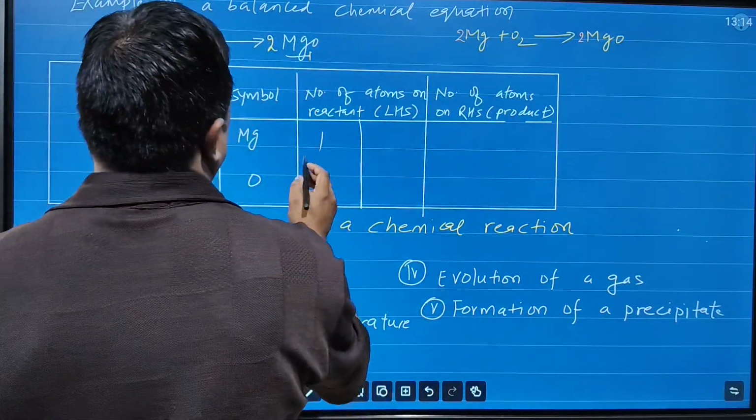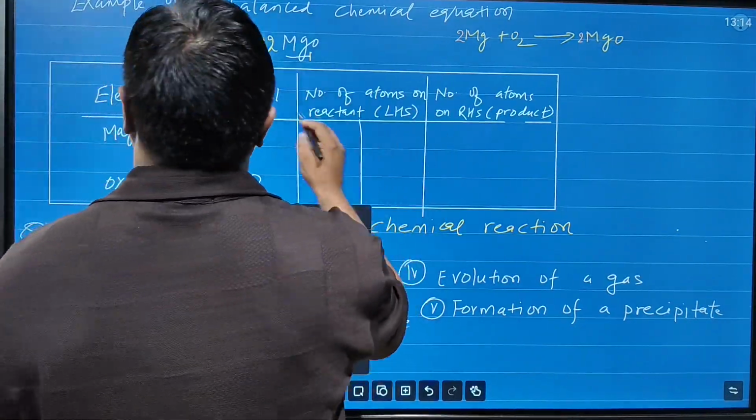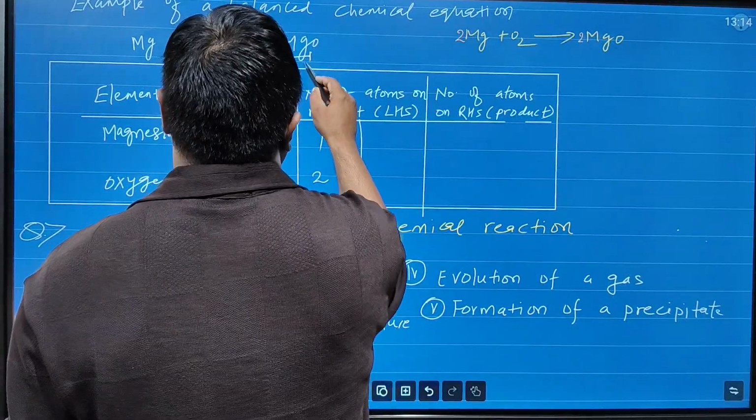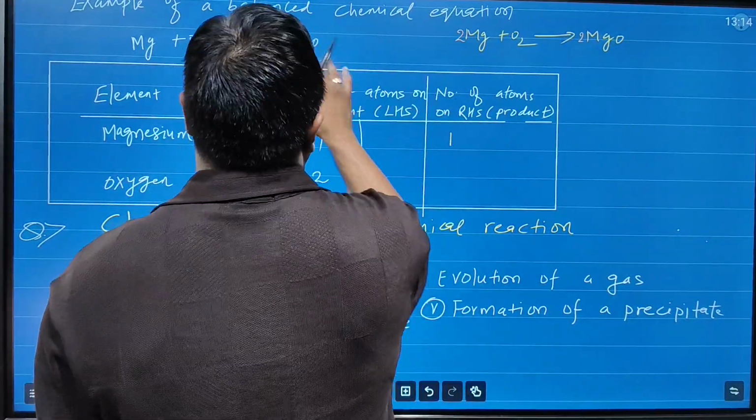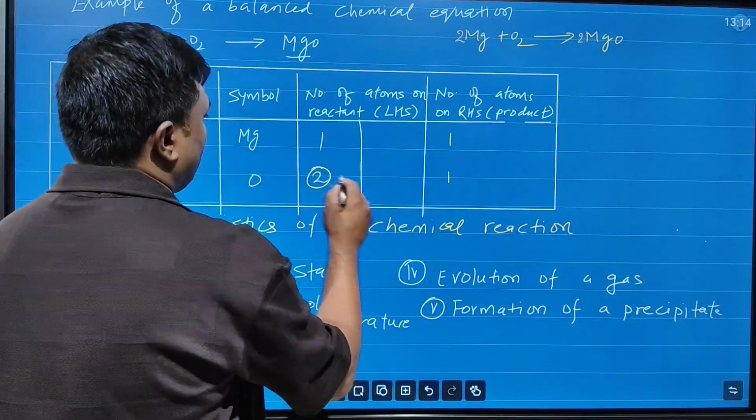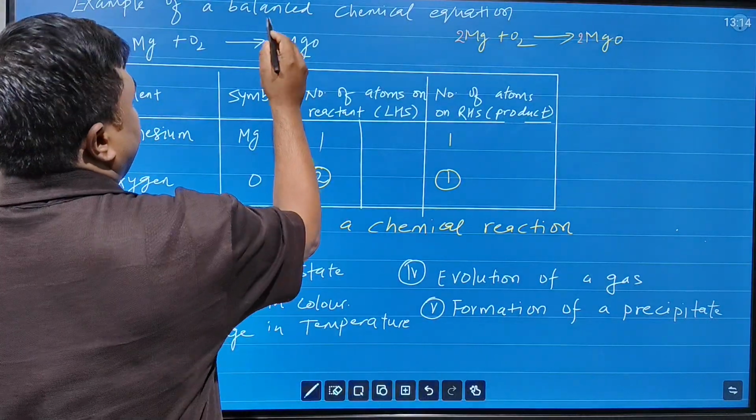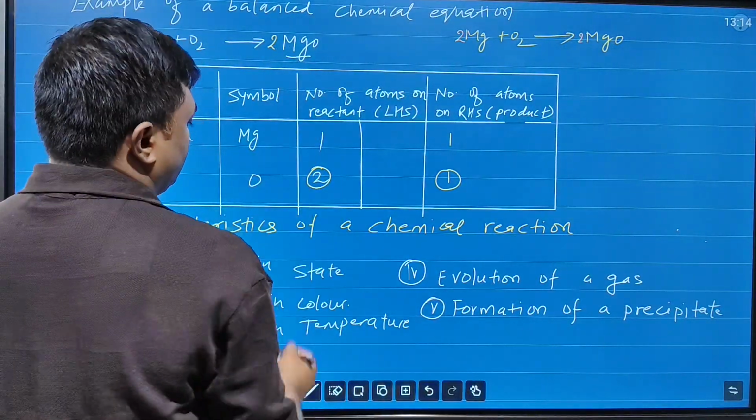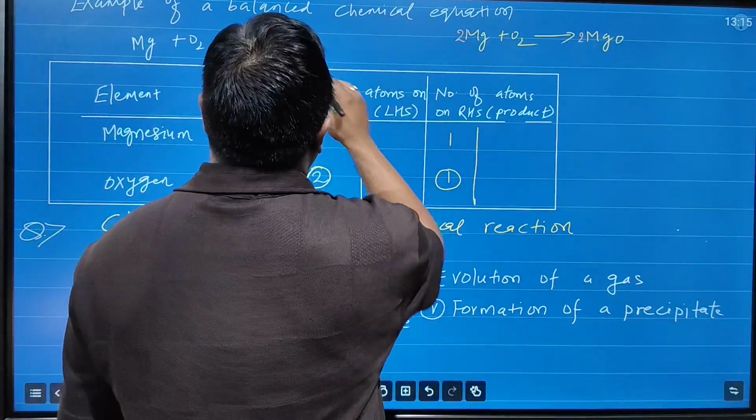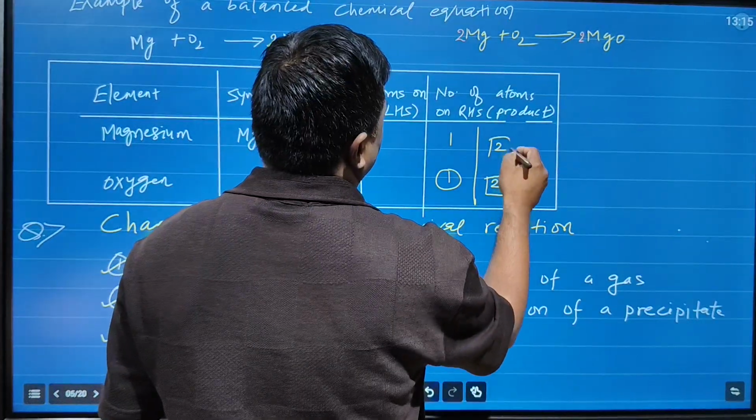First, on the reactant side, magnesium atom is 1 and oxygen atom is 1. On the RHS, in the beginning, magnesium is 1 and oxygen is also 1. Now, what is not balanced? Oxygen is not balanced on the right hand side. So, to balance the oxygen atom, you have to multiply by 2. Once you multiply by 2, magnesium also becomes 2 into 1, and oxygen becomes 2.